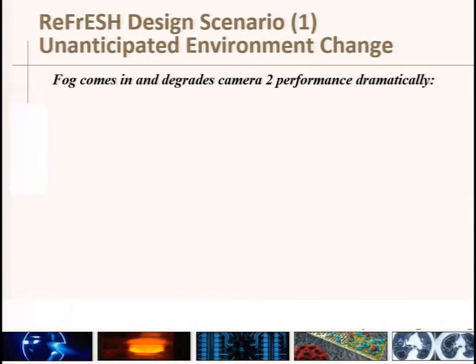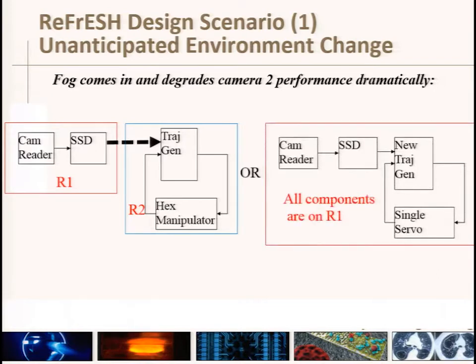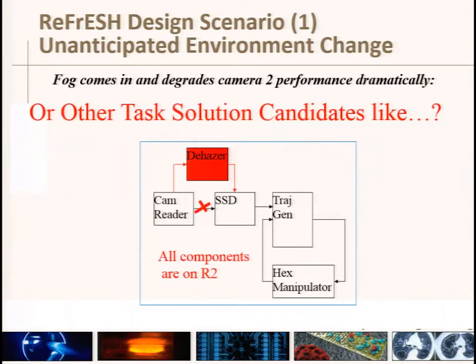We can imagine there are several potential configurations, such as robot 2 can migrate some port-based objects to robot 1, or robot 2 can migrate all the tasks to robot 1, or the whole task can stay on robot 2, but robot 2 can get a new image processing component in order to finish the task.